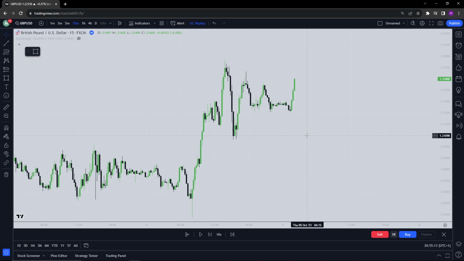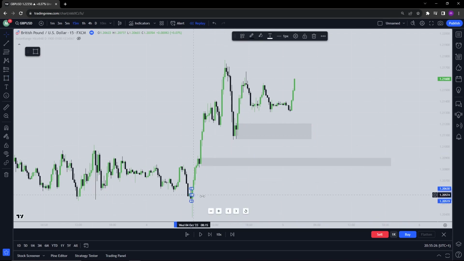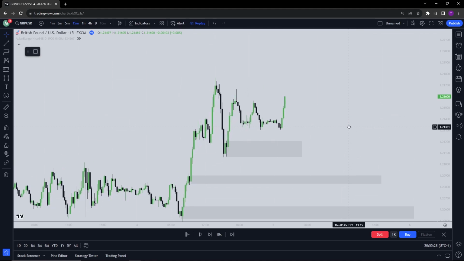First things first, what we want to do is mark our order blocks and check if they are valid. I can see roughly 3 order blocks here. We have one here, we have one here, and we also have one here. This is just a quick analysis on the higher time frame. Okay, we have 3 order blocks here.